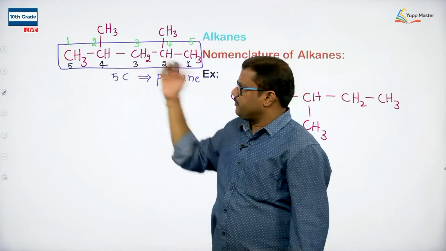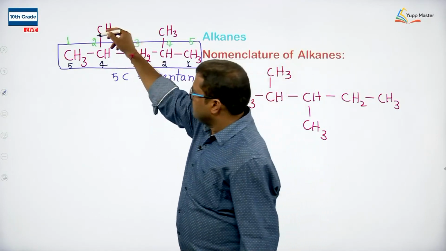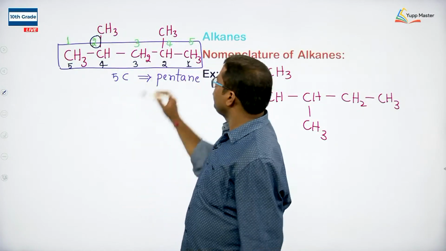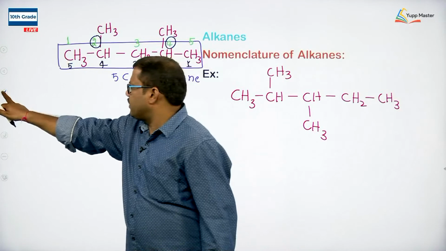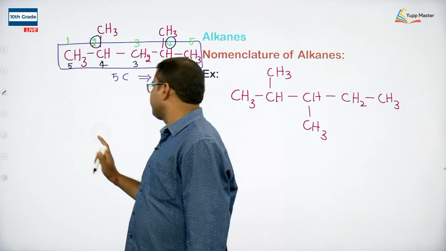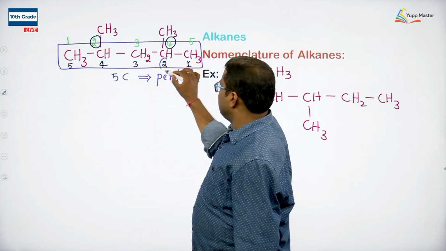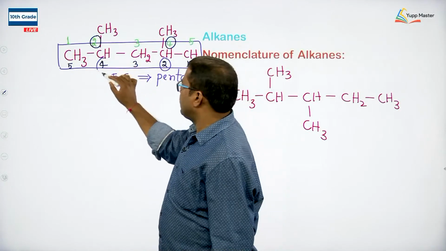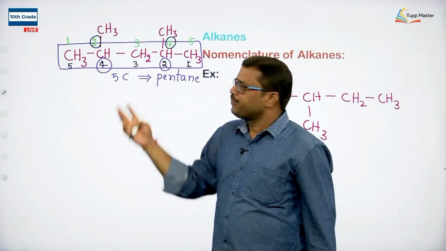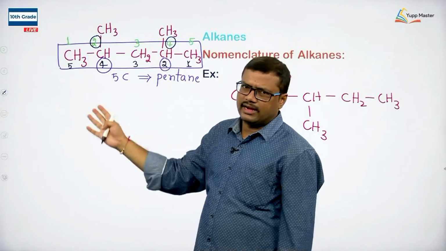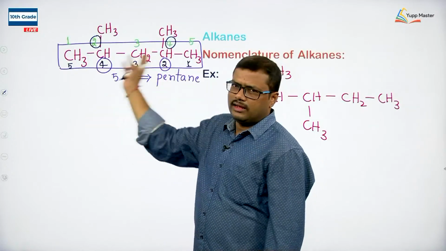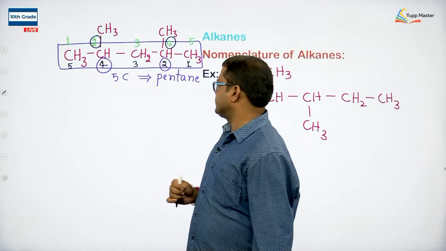In the first case, the second carbon has a substitution and the fourth carbon has a substitution. In the case of the reverse numbering, you can clearly see at the second carbon we have a substitution and at the fourth carbon we have a substitution. So in both directions we are getting the same numbering. So you can number in either direction, left to right or right to left, no problem in this case.